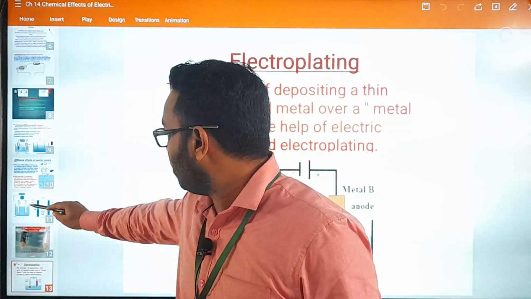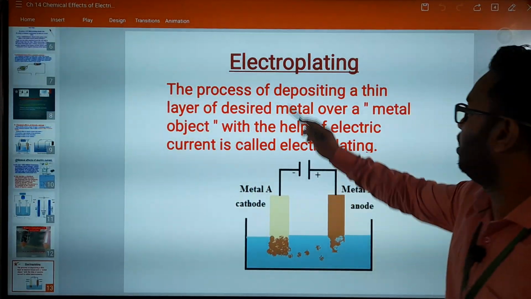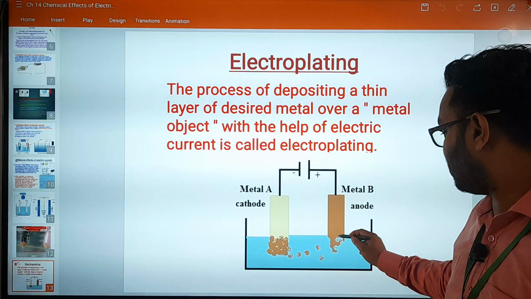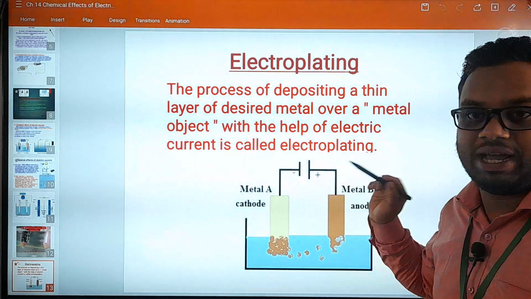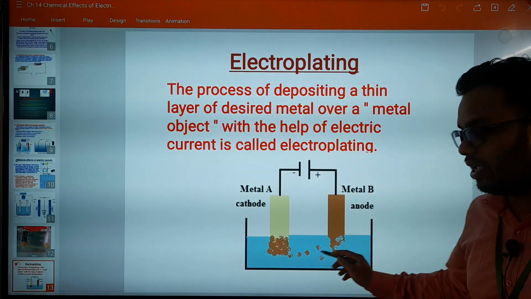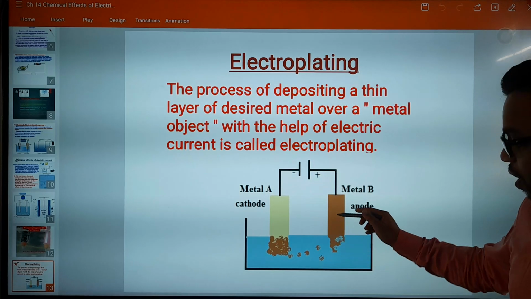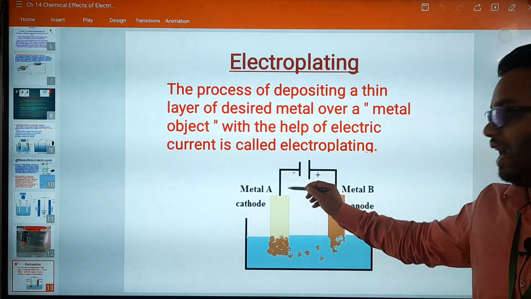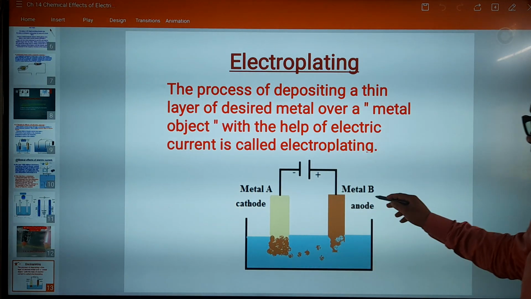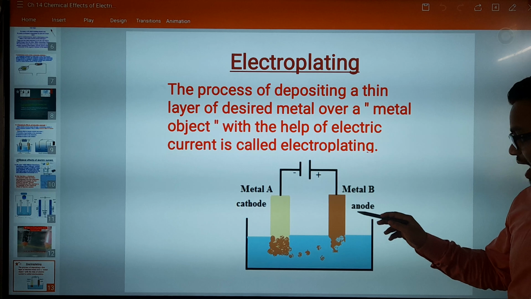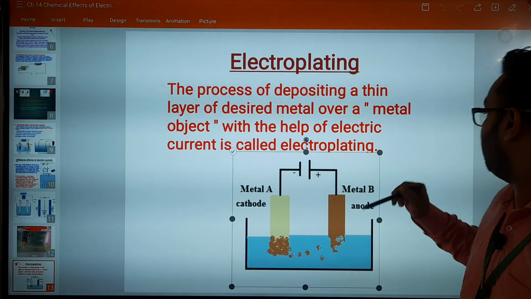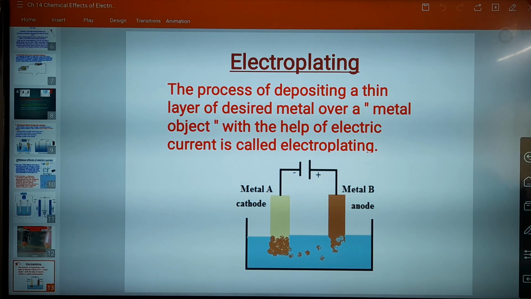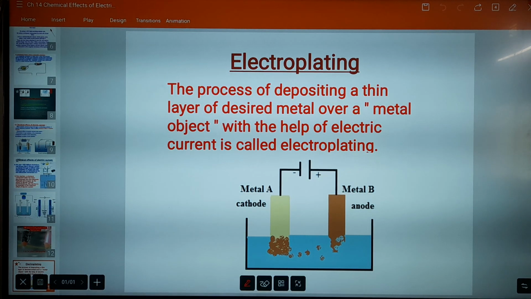So here you see electroplating. Here are metal A and metal B. From the positive side, metal will go and deposit on the negative side. You see here the metal is fading and all the metal is being added on this cathode. Cathode means the negative electrode. Positive is anode. So from anode to cathode the metal will go. From where to where? Anode to cathode. Remember this one? From anode to cathode.